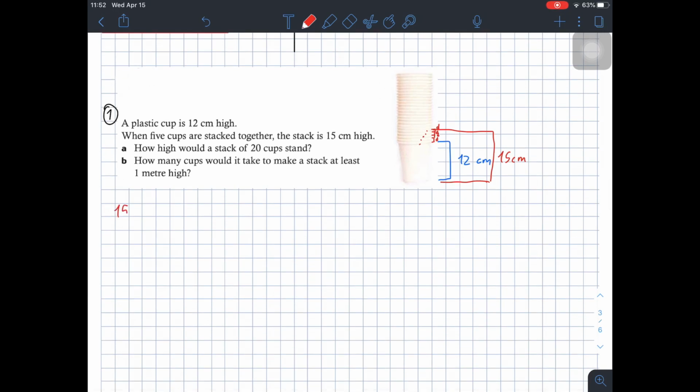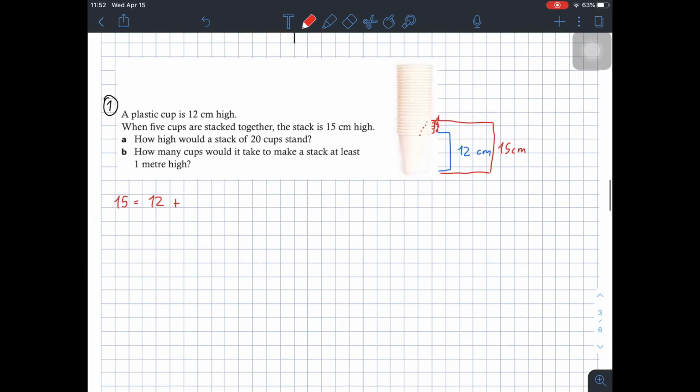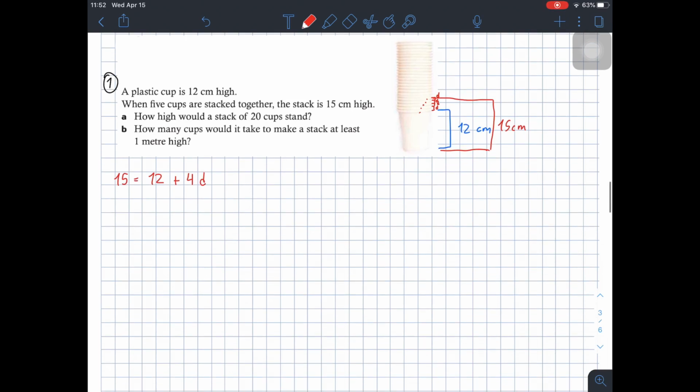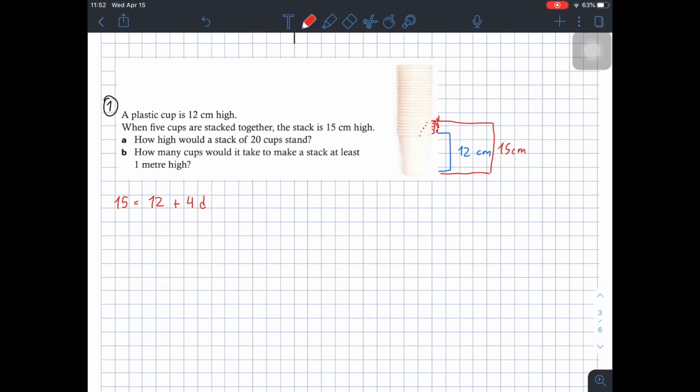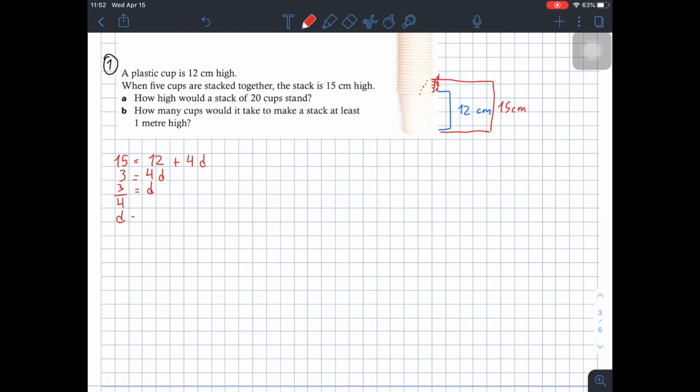Okay, how can we calculate that difference in height? If 15 centimeters is the height for all the 5 cups, this equals what? 12 centimeters, which is the initial height of the first cup, plus how many times did I add the common difference? If I stack up 5 cups, I get 4 times that little difference. So I can call this 4D, right? So I can calculate how much height each of the stacked cups is adding by solving this. So this would be 3 equals 4D. So D is 3/4. That means that each cup is adding a height of 3/4, which is the same as saying 0.75 centimeters. Okay?